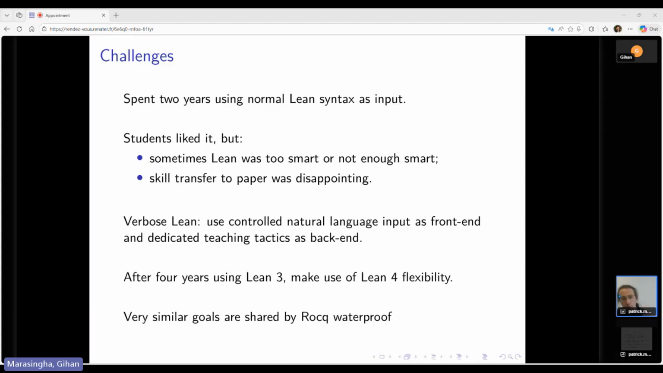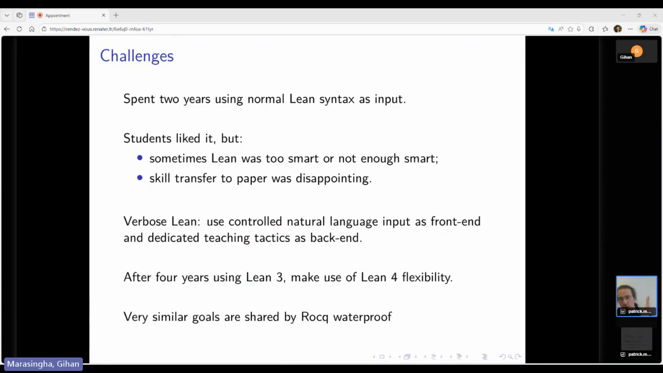Sometimes Lean was too smart or not smart enough. Too smart means Lean was doing the whole exercise. For instance, I had to be careful with the linear arithmetic tactic doing too much work, or of course, I did not teach students about the simplifier or things like that. They could just crush the exercise. But sometimes Lean was not smart enough, meaning it was asking for details that I would not ask on paper.